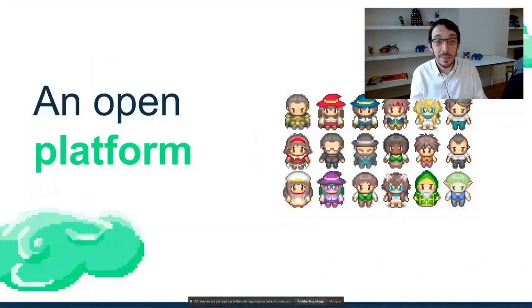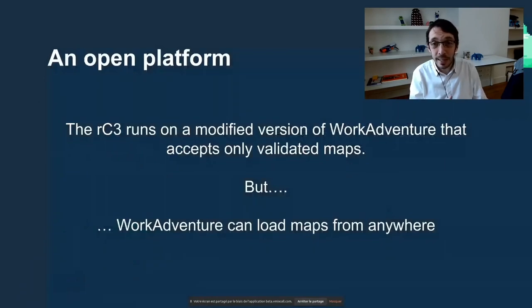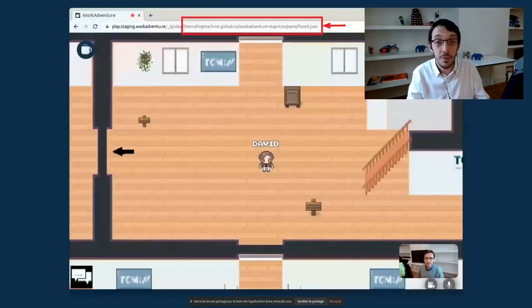So what does it mean for WorkAdventure to be an open platform? Well, apart from having the code on GitHub, if you've been designing maps for WorkAdventure for the RC3 world, you had to submit the maps and they had to be validated, because RC3 wanted to have a coherent experience. But the fact is that when you're doing pure WorkAdventure, you don't have this acceptance and you don't need to validate anything. And actually, if you look at the URL of a map, it looks like that.